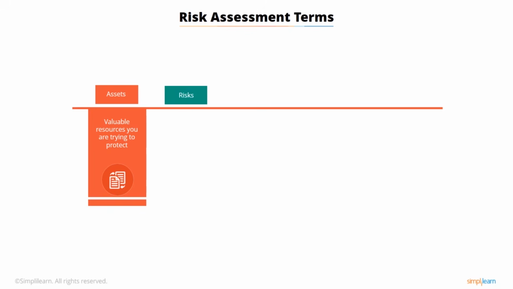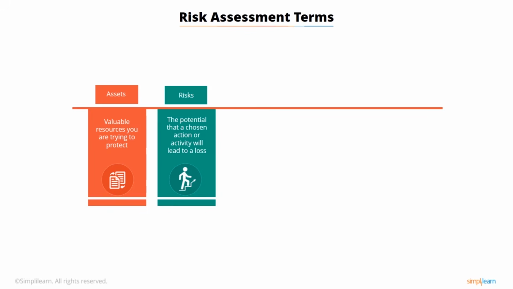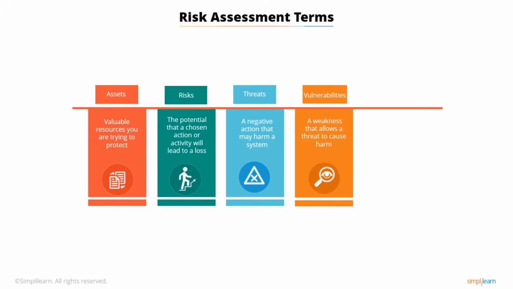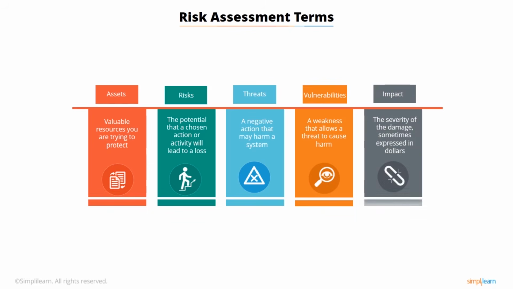Risk, and this is yet another definition that may seem to be worded differently, but means essentially the same that we've seen so far. It's the potential that a chosen action or activity will lead to a loss. Threats, any negative action that could harm a system. Vulnerabilities, any weakness that allows a threat to cause harm. Impact, the severity of damage. Whenever possible, we like to express this in dollars.